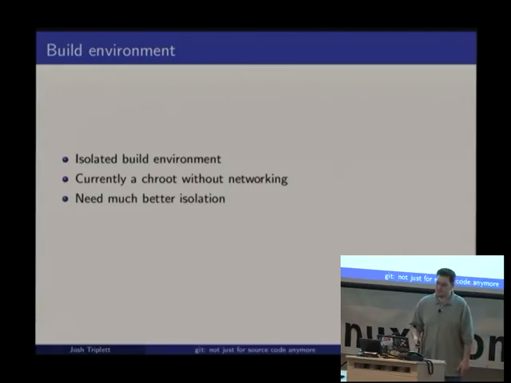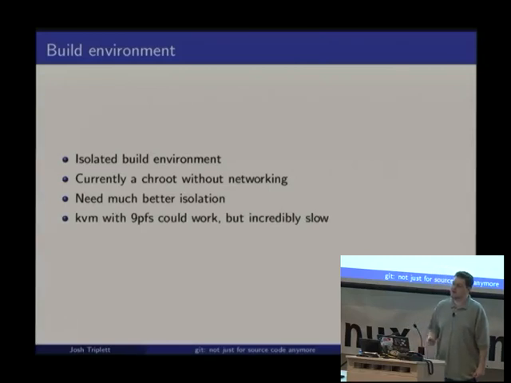And the better isolation I've looked at is using something like KVM with the 9p file system. It's a hostfs style file system that you can point at a directory. That would work really nicely, except it's incredibly slow. And a kernel build that would take about 20 seconds on a host machine will take several hours inside 9p just because the latency is tens of milliseconds per file. So that's pretty awful. I'm still looking for a better solution there. Suggestions are welcome.